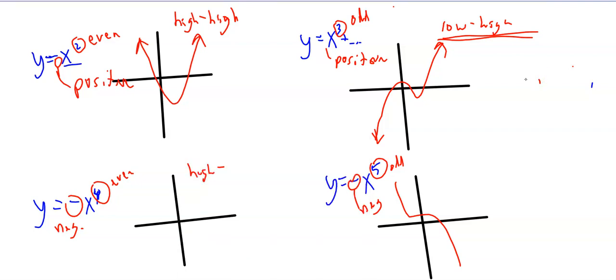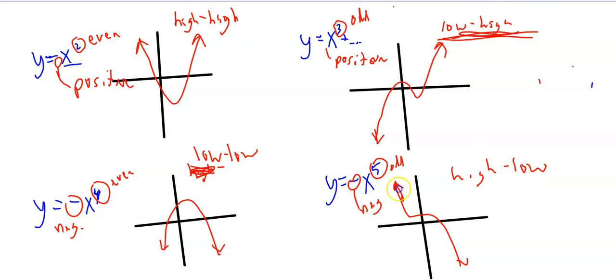So even and negative, you're going to take this graph and it basically just flips. So it's going to be low, low for this one. Because what does a negative do to a function? It reflects it over the x-axis, right? So this is going to start low and end low on the left and on the right. Whereas this one, when it's negative and odd, it's the opposite of positive odd, which is low, high. So it's going to be high, low. On the left it starts high, and on the right it ends low.